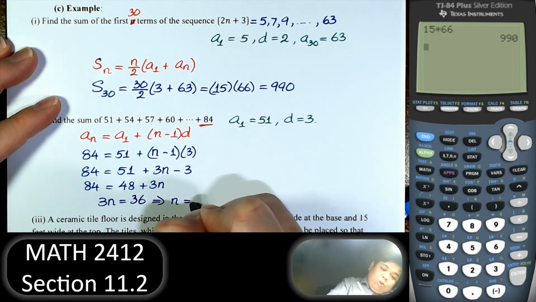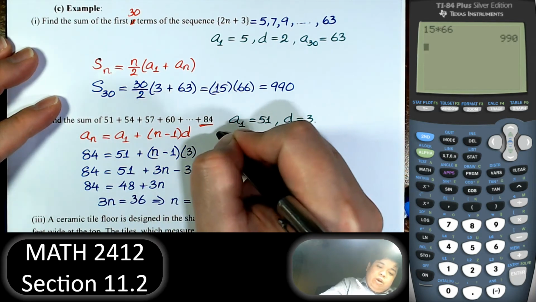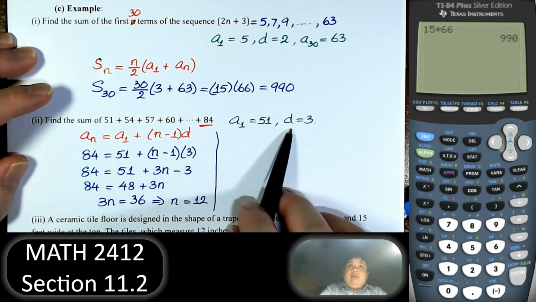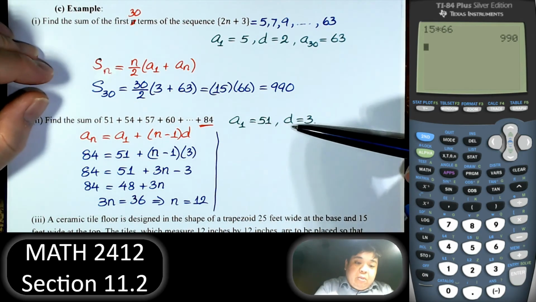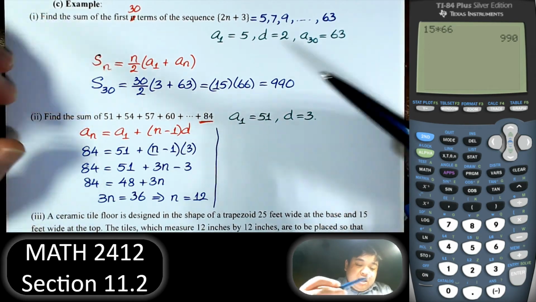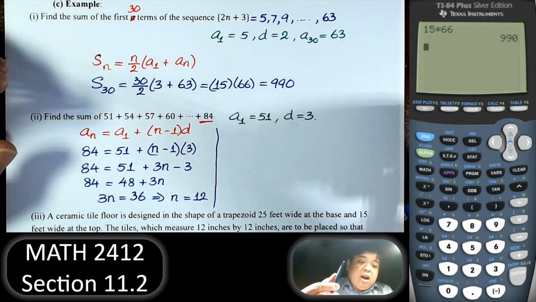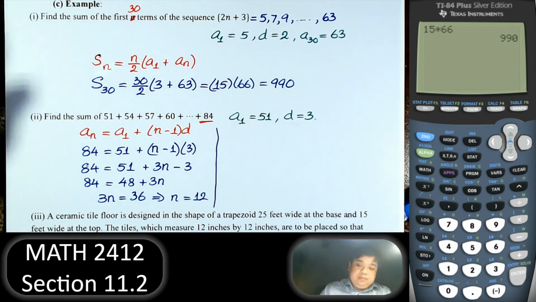So n is equal to 12. We have n, the first term, the common difference, and the end term, which is 84. Pretty much we have everything. We can find the sum easily, right?